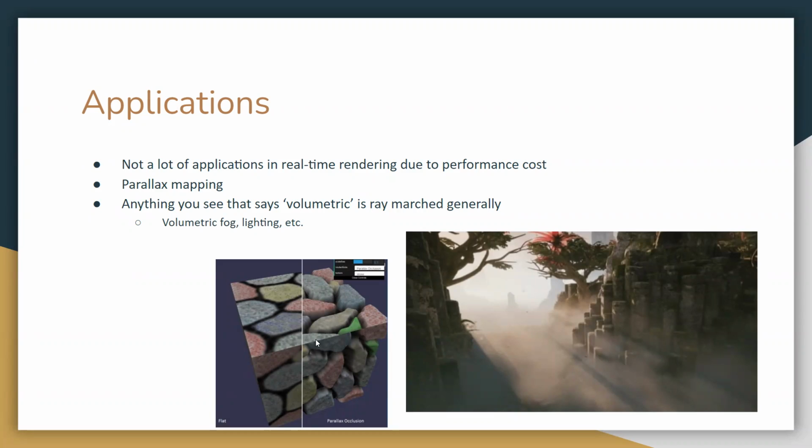Another very common application is fog. If you ever see something in your video game graphics settings like volumetric fog or volumetric lighting, that stuff is ray marched, and it's ray marched from the perspective of the light source. And that's how these light rays are being rendered. It's pretty cool, I think.